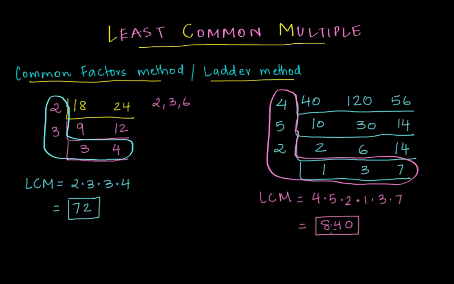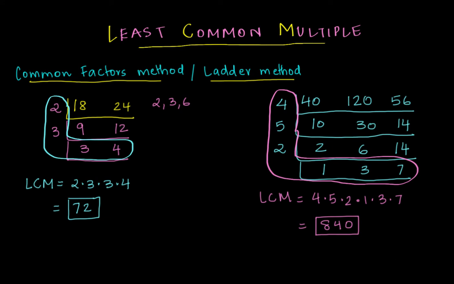I like this way of finding the LCM. It's a simple process and it's fairly easy to remember. And it works really beautifully for two numbers. With three or more numbers, you have to be careful. You have to be careful with the common factors.